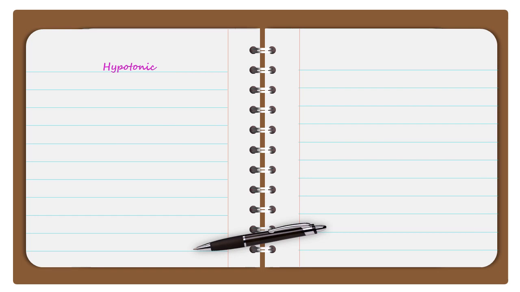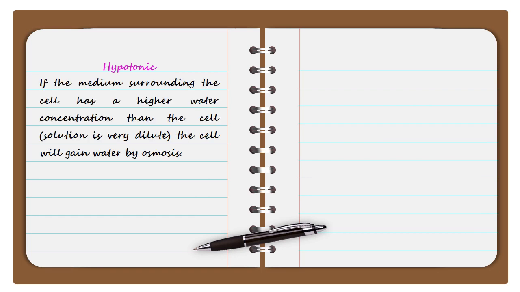And comes the hypotonic. Hypotonic is when the medium surrounding the cell has a higher water concentration than the cell, that is, the outside solution is very dilute. If the outside solution is very dilute compared to the cell's environment, what will happen? The water molecules will move in, thus balancing the cell's components. So in the hypotonic case, the cell swells up. Water molecules from outside enter into the cell, making the cell swell.